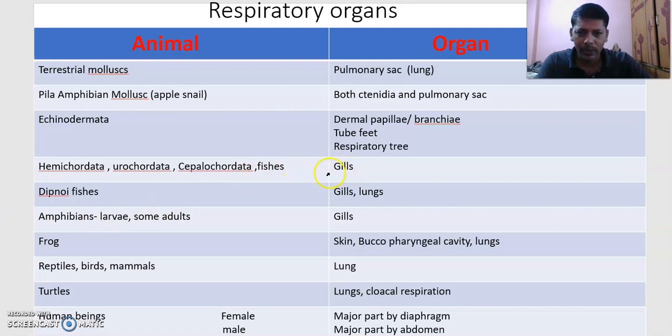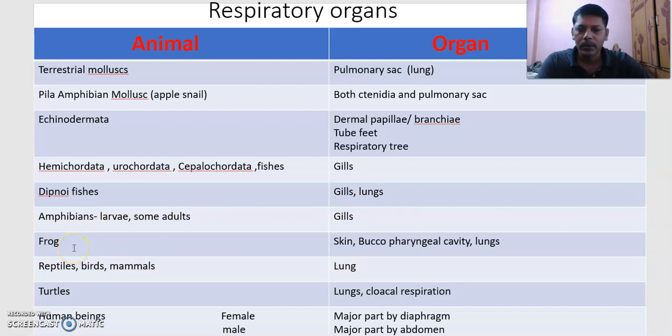In fishes, gills are present. In dipnoid fishes, these are called lungfish, the respiratory organs here are gills and lungs. And in amphibian larvae and some adults, the respiratory organs are gills.